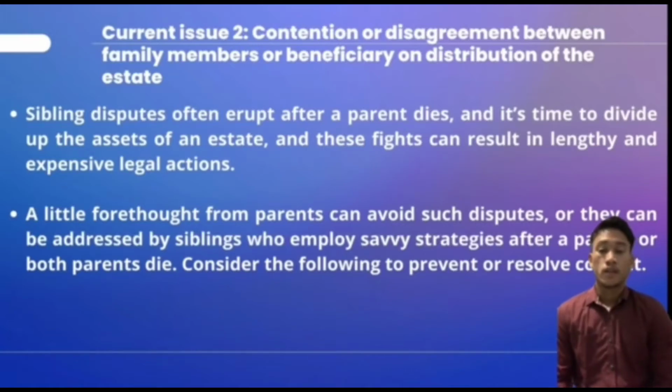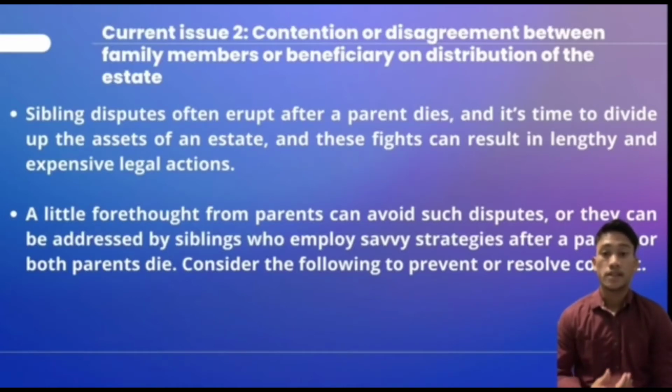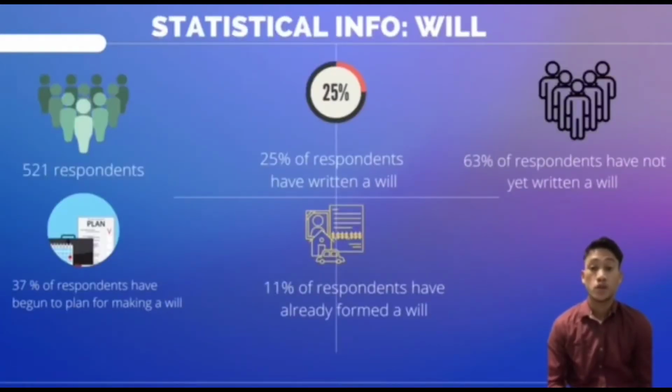The current issue arising in estate planning is that there is contention or disagreement between family members or beneficiaries on distribution of the estate. This is because the estate planner failed to discuss or brief in advance to the family members or beneficiaries regarding the estate planning. So, it is important for the estate planner to plan well on how to distribute his estate. The statistical information I chose will explain about it.